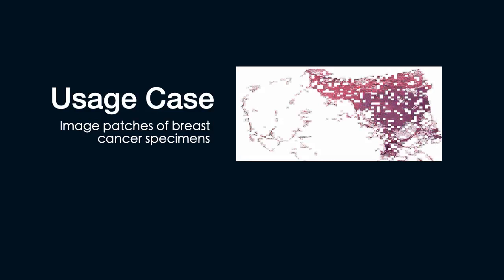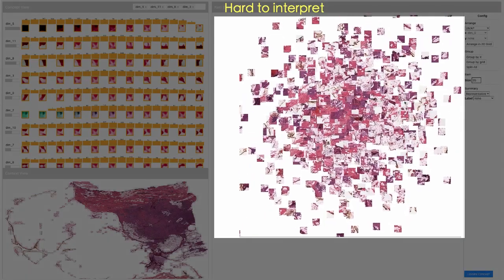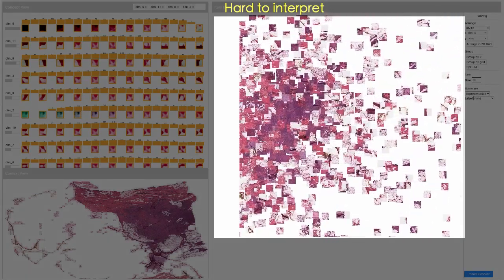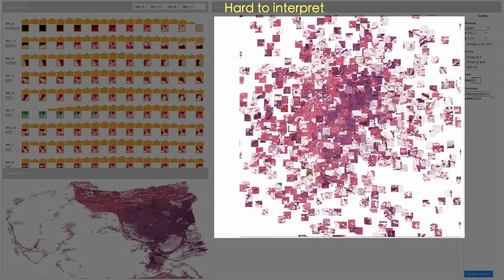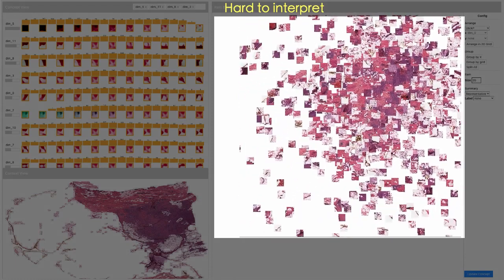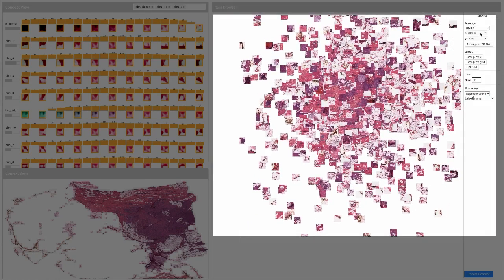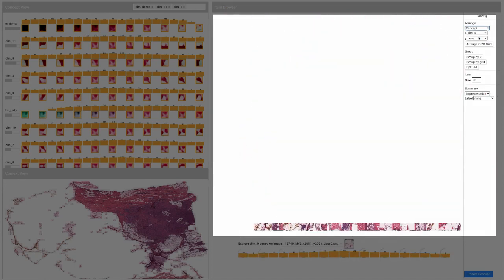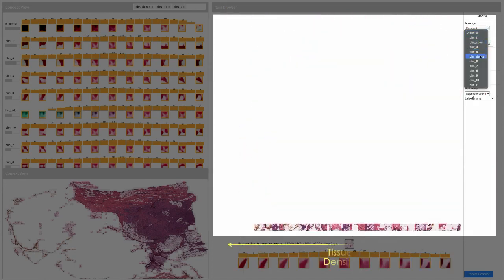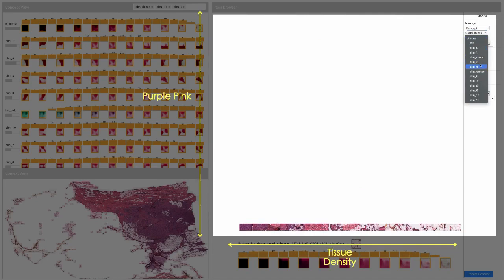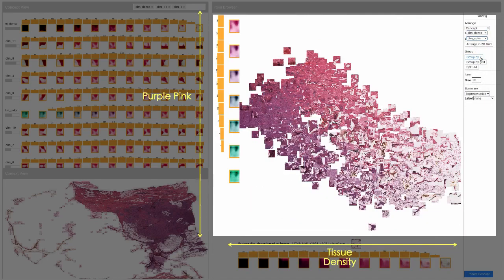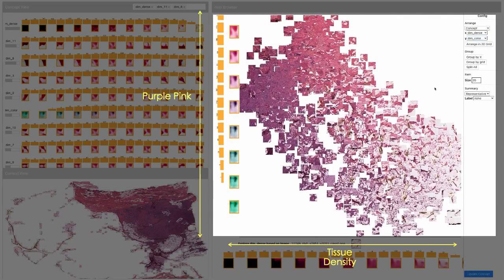In the second use case, each item is a patch extracted from stained H&E images of breast cancer specimens. Again, we start with the default UMAP projection, where some similar items are revealed. Those projections are not easy to interpret. Therefore, we organize all those items using two concepts we identified from the concept view. One is related to the tissue density, and another is related to the color of the stained tissues.